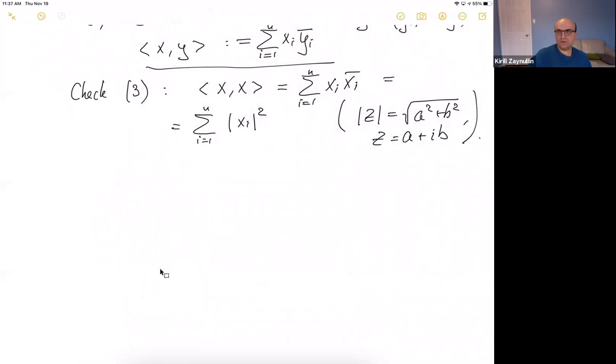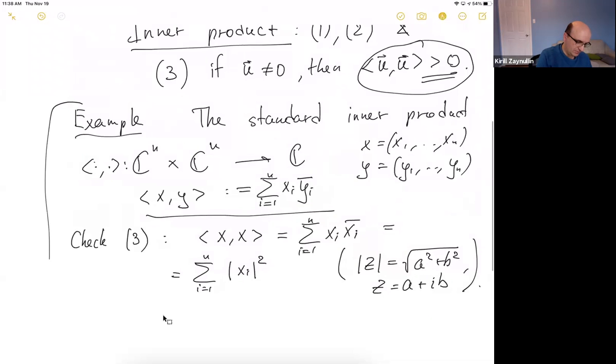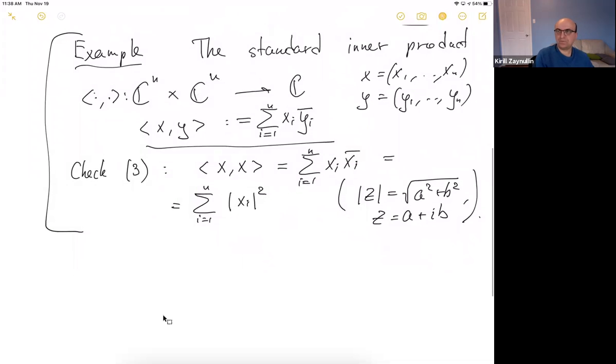Is there any question so far? Yeah, so that was an example of a standard inner product. This is an example of an inner product, and this is the standard example. So if someone asks you to give an example of an inner product, that's it. That's the basic example.